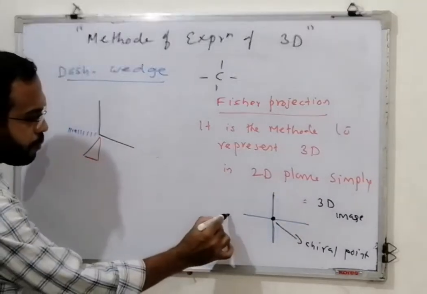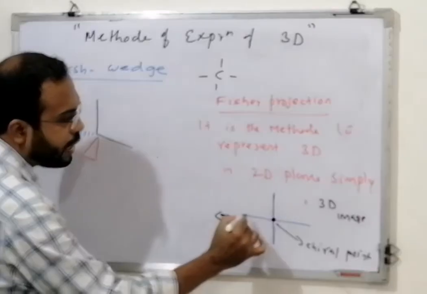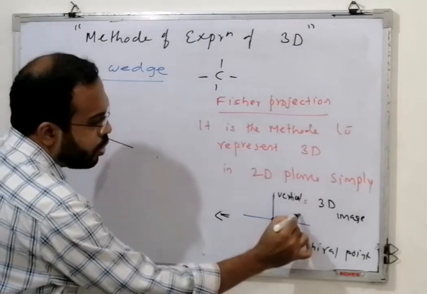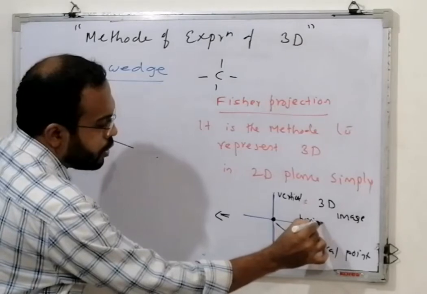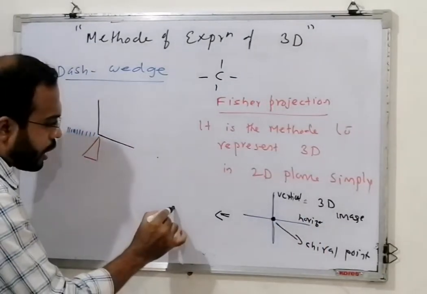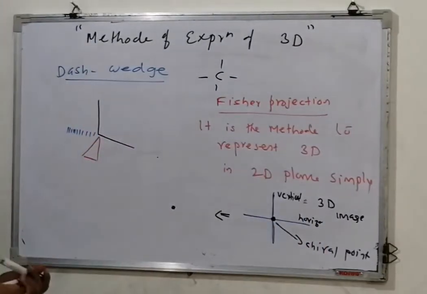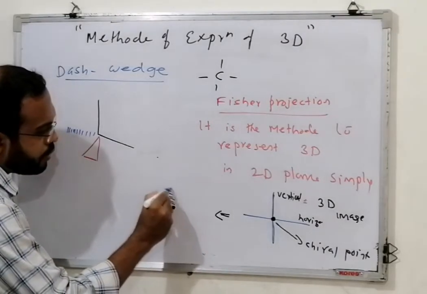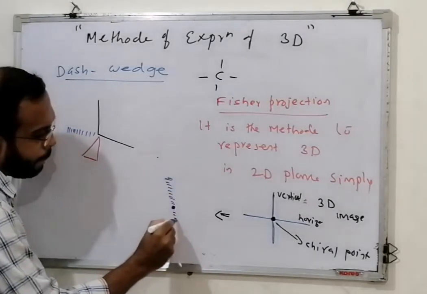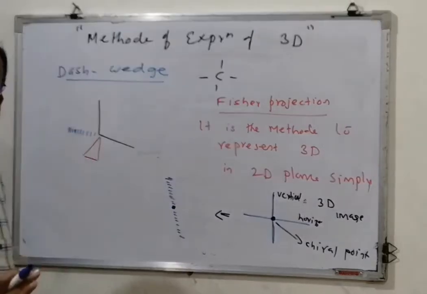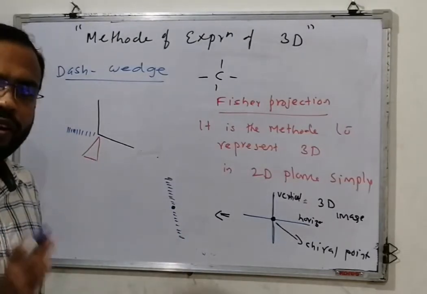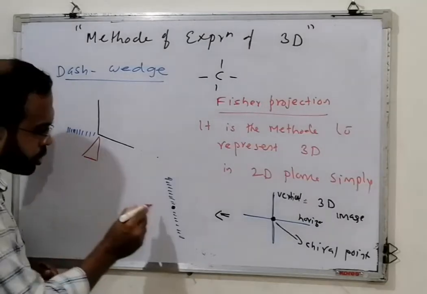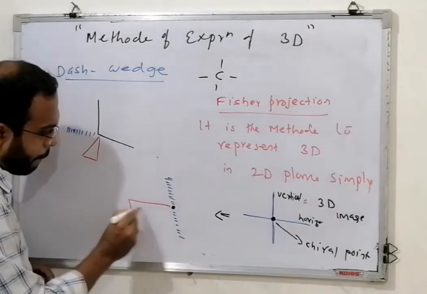What is its 3D? It has a vertical and a horizontal. This is called vertical and this is called horizontal. The horizontal meets at the chiral point. The vertical represents dashes: every dash is away from the observer. The horizontal is a solid line.